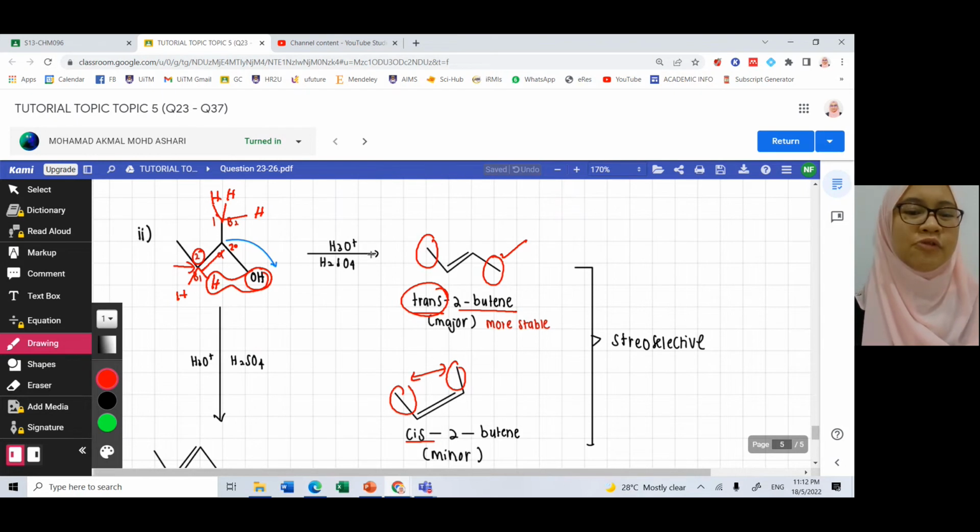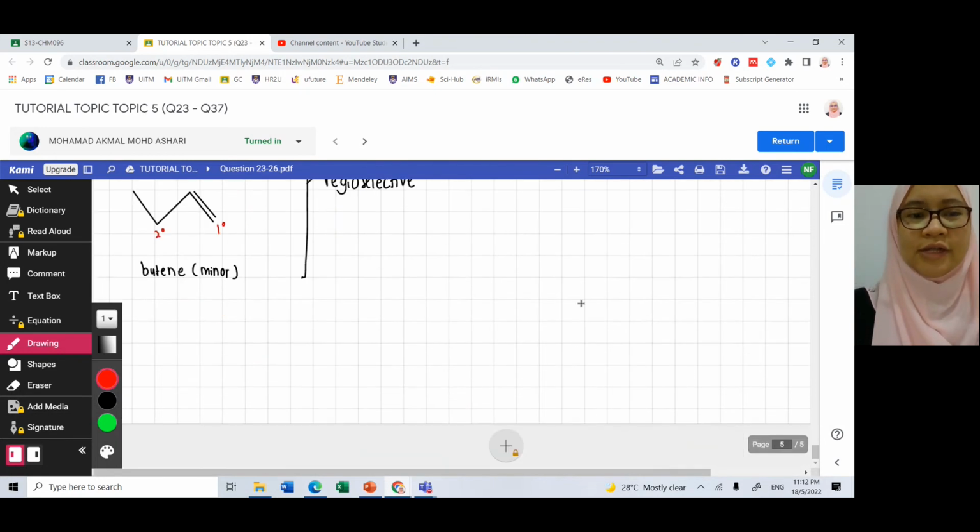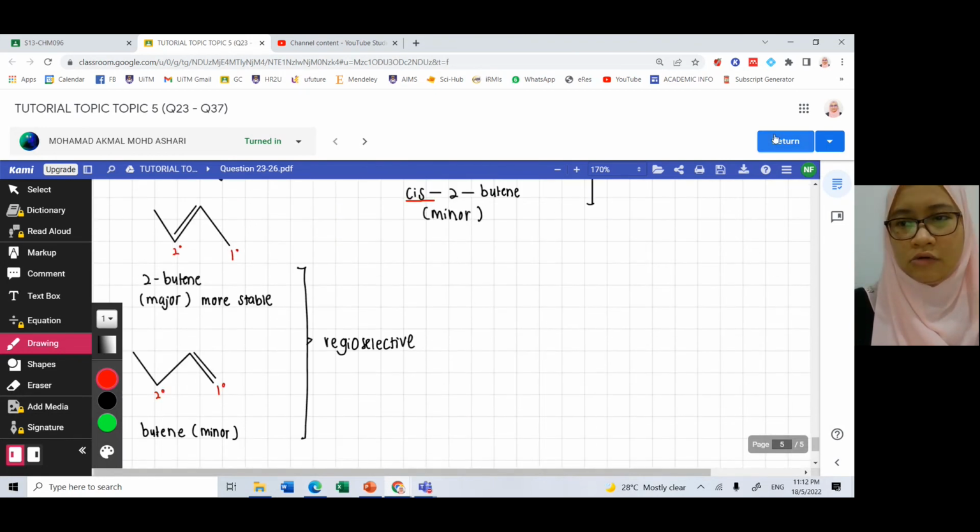But the most important thing is to predict the formation of the double bond for the alkene, because the trans and cis you can identify later. Alright, so that is all for alcohol.